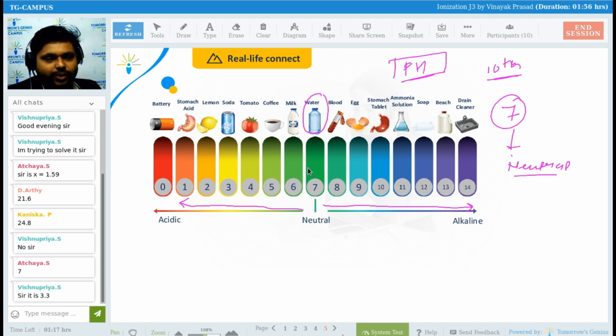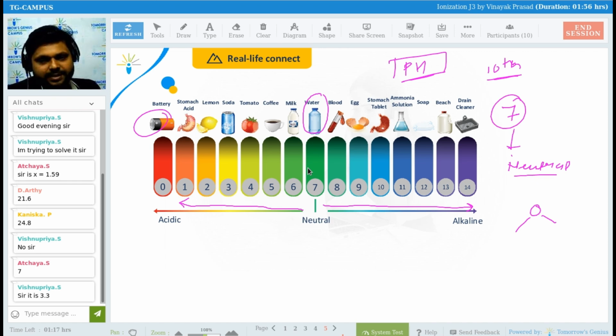But I will show you how water is acting as an acid sometimes, and it will act as a base sometimes. Getting my point? Because different theories are there, and different theories are saying how it is acting as an acid and how it is acting as a base as well. So you can take these examples from your daily life as well.